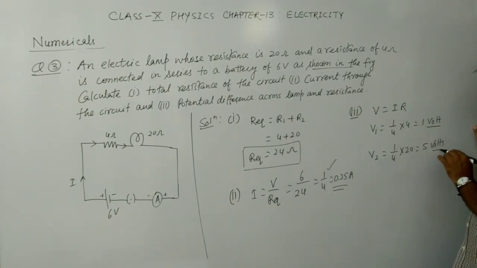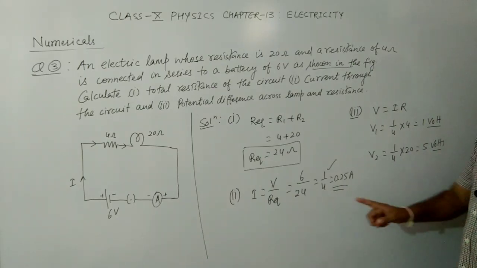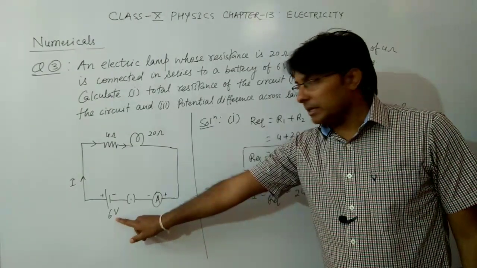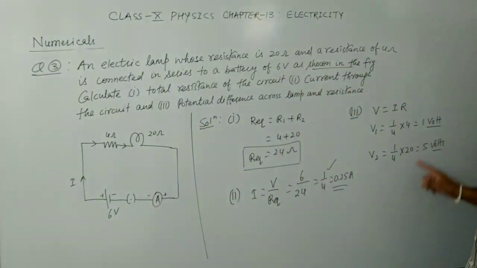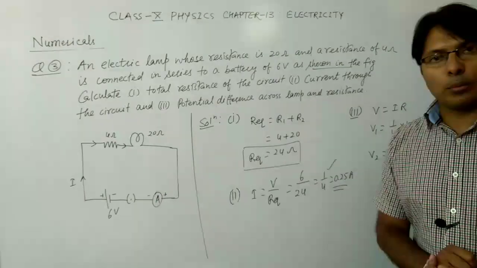And you will see that the sum of these two voltage drops is exactly equal to the voltage supplied by the battery, which is 6 volt. Here you can also see that 1 plus 5 is equal to 6 volt. So this is how we use Ohm's law to solve such types of problems.